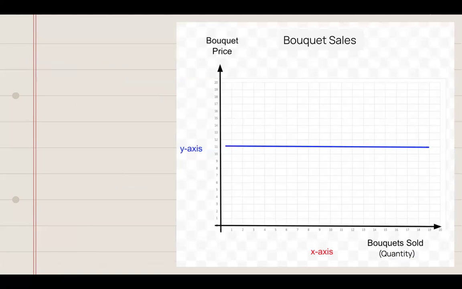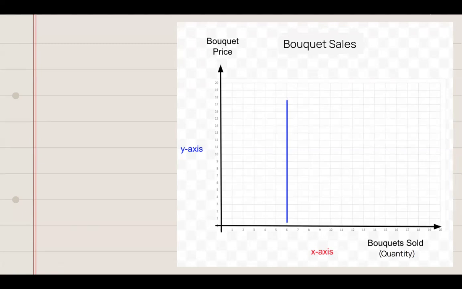Now let's talk a little bit about what different types of lines would mean on this graph. So a perfectly flat horizontal line would mean that if we charge $11 here, we sell all of these numbers of bouquets. So we sell 1 and 2 and 3 and 4. That doesn't really make much sense for this scenario. So you're probably not going to see a horizontal line on a graph that's indicating price and quantity.